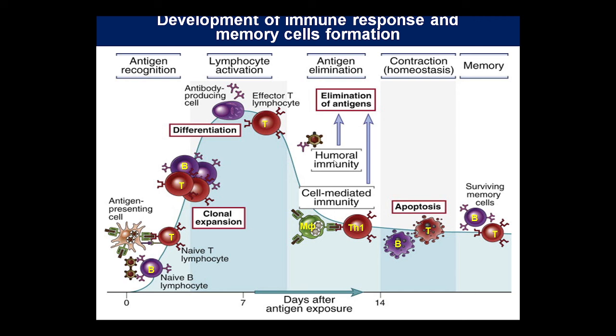Finally, antigens disappear. In the absence of these antigens, the majority of the cells of clones of the activated T and B cells that are specific to these eliminated antigens undergo apoptosis, and only memory B and T cells wait for the next episode of contact with the antigen to generate a secondary immune response.